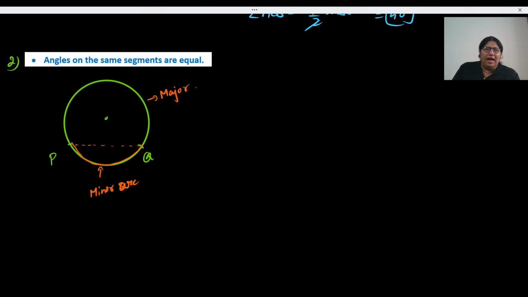Now it's written angle on the same segment. So again the angle will be subtended by any arc. So take any 2 points here. If I take points A and B and join them to the endpoints, I get angle A and angle B from P and Q, because the endpoints are P and Q. So these two angles are always equal.